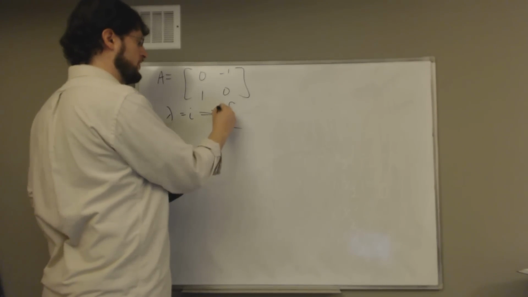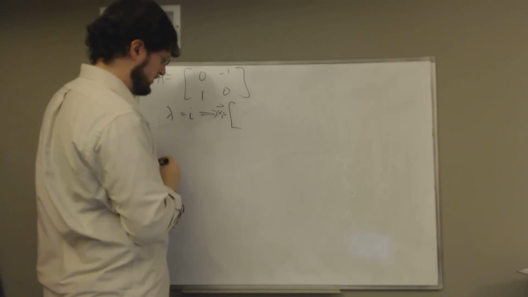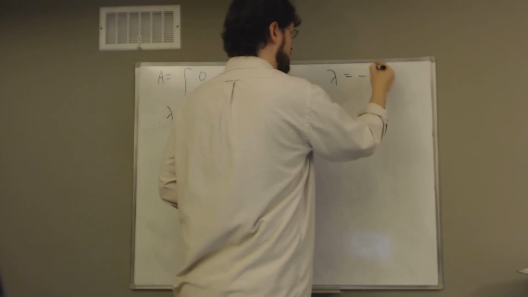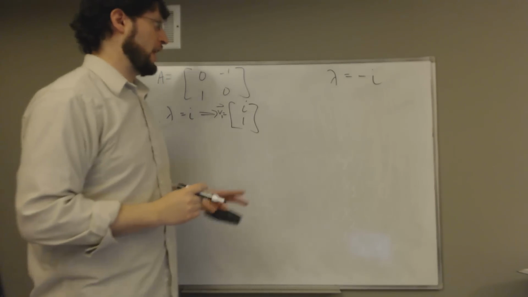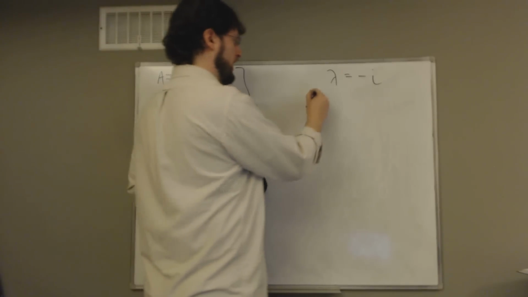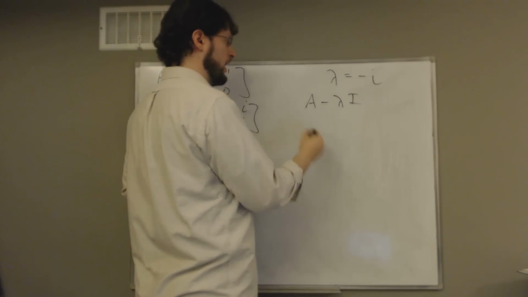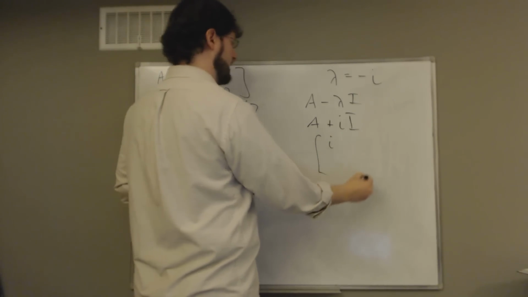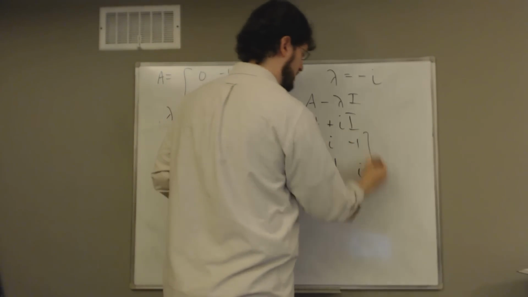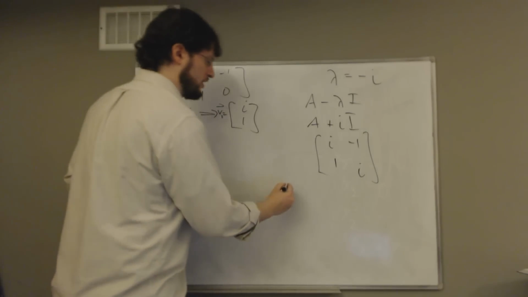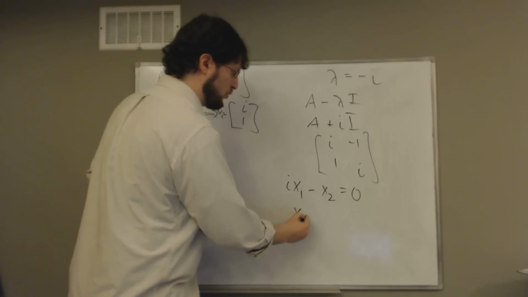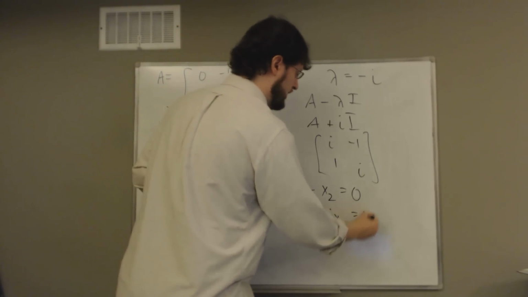Let's try our other one. So lambda equal I gave us V is I1. So our other eigenvalue was negative I. To find the eigenvector corresponding to this, we'll look at A minus lambda I, which is A plus I, which is I on the diagonals, minus 1, 1. And we're going to do the same thing. We're going to think about this as I x1 minus x2 is 0, and x1 plus I x2 is 0.